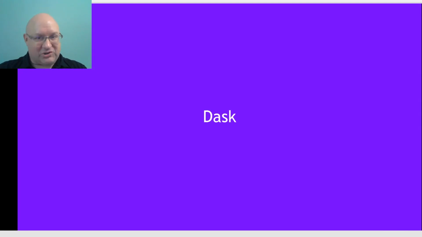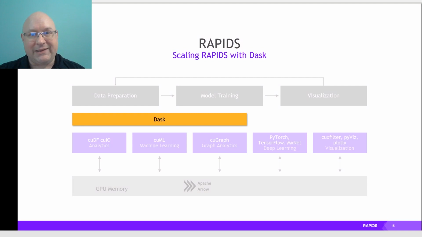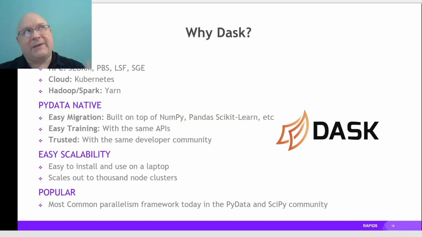So I mentioned Dask. We'll start off right there. Why is Dask such an important piece here? It really is the bridge to get off of a single desktop or laptop into a larger resource pool, right? So you can deploy Dask onto very large clusters into the cloud. You can use Hadoop or Spark. It's native Python, so it's easy to connect to existing packages. It has all the same training APIs, has a large developer community. It's easy to scale up, and it's very popular. So we grabbed Dask and we said, yes, let's work with this.